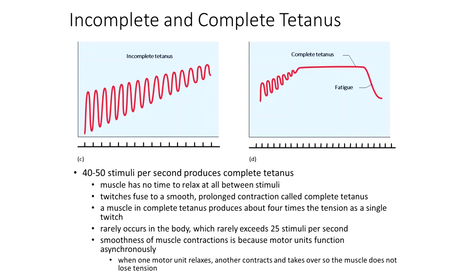The smoothness of muscle contractions is because the motor units function asynchronously. When one motor unit relaxes, another contracts and takes over so the muscle does not lose tension.